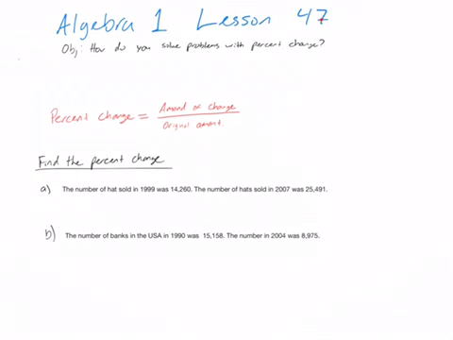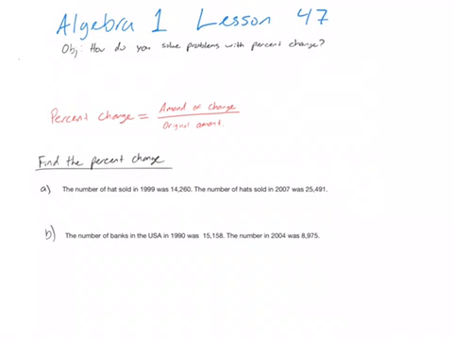This is lesson 47. Our objective is, how do you solve problems with percent change? Let's talk about how we define percent change. You maybe heard people say, that was a 20% increase. They're talking about the percent change. Or if you go to the store and they say it's 20% off, that's a percent change in the decrease area. So we define the percent change as the amount of change divided by the original amount. Say that one more time. The amount of change, how much something changed, divided by the original amount.